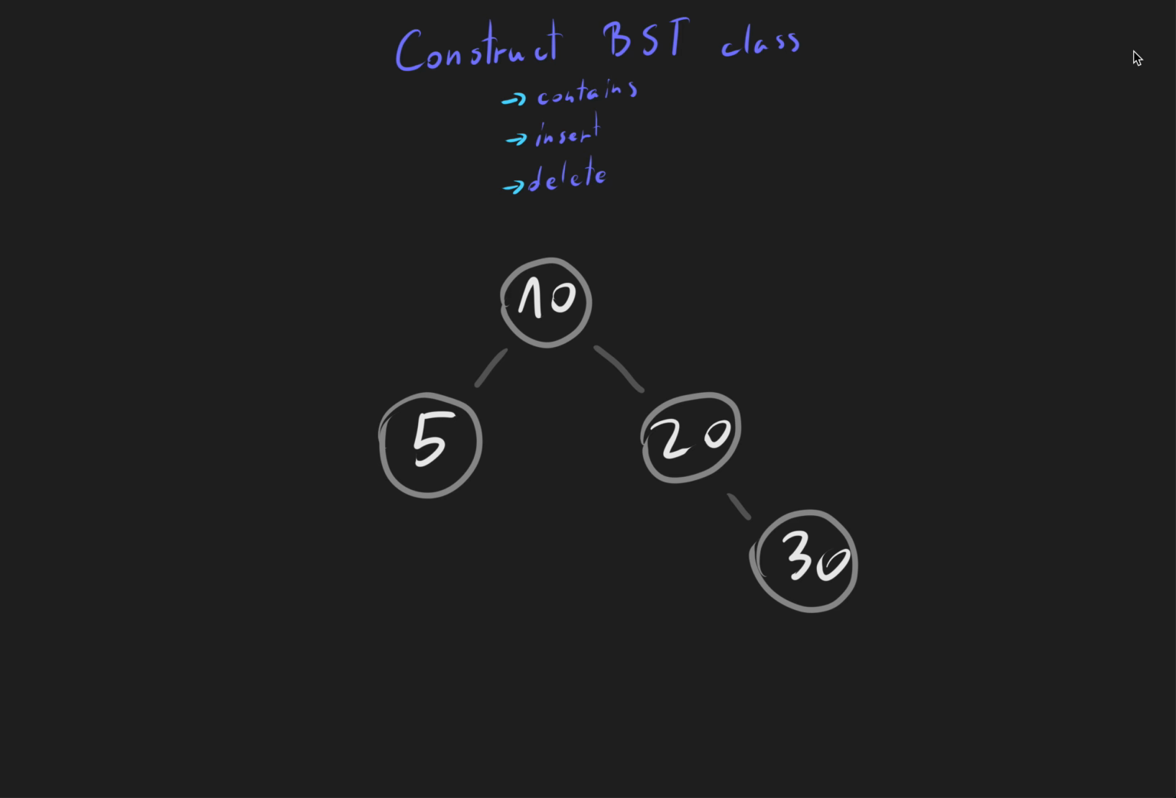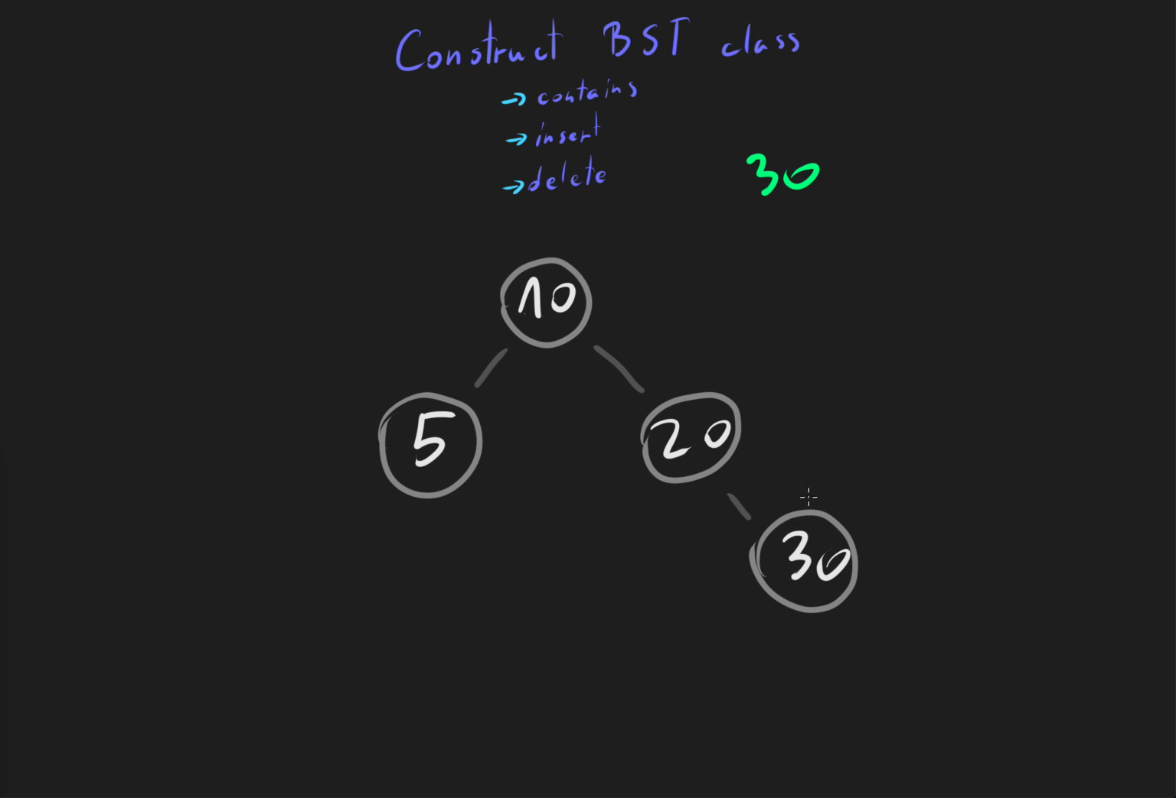Okay, for this coding challenge, the interviewer asks us to construct a BST class. BST is just an acronym for binary search tree, and this class has to have three methods: contains, insert, and delete. If we start with contains, all we need to do is traverse the tree and return a boolean. Let's say that we're searching for 30. If we find 30, we return true, and if we don't, just return false.